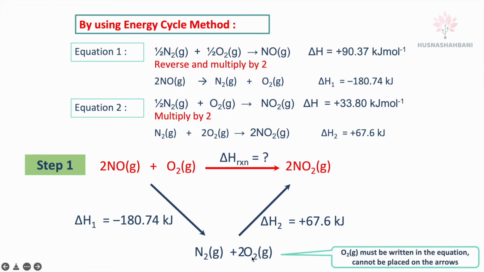The oxygen must be written in the equation, not on the arrow. On the arrow, you can only write down the delta H, the enthalpy change. But for the reactant or the product, it must be before or after the arrow. Don't write on the arrow.